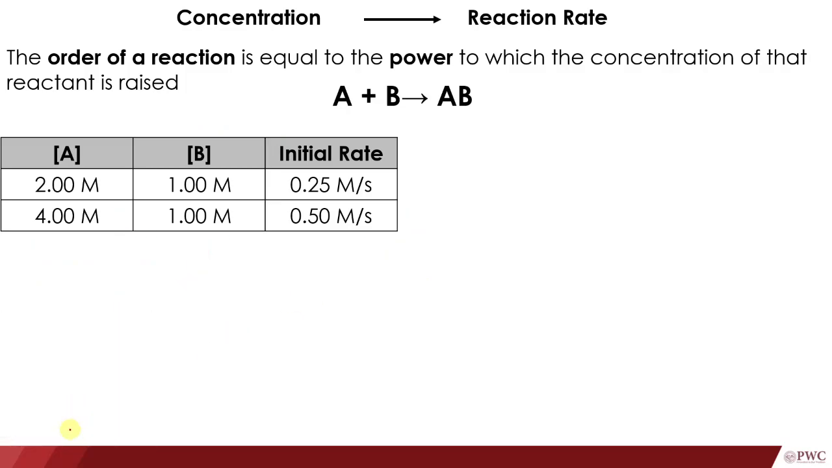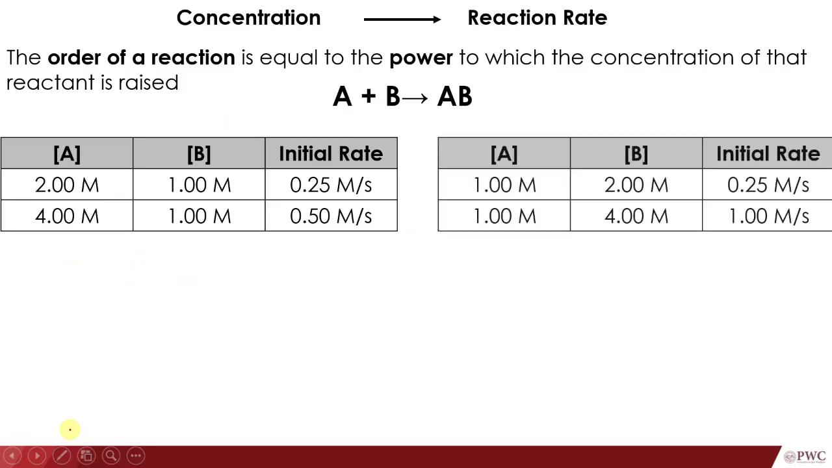Let's observe another set of experimental data. In this case, again, the power is equal to 1. That's the order of the reaction with respect to A. Let's go now to B. So for B now, we are focusing on B and its effect on the rate of the reaction. So in this case, the other reactant must behave, or it must be held constant.